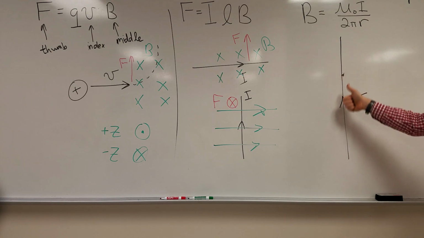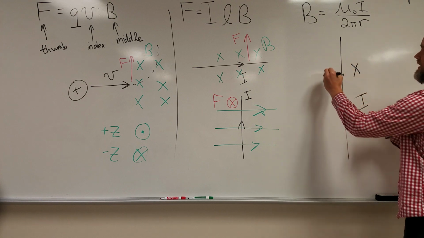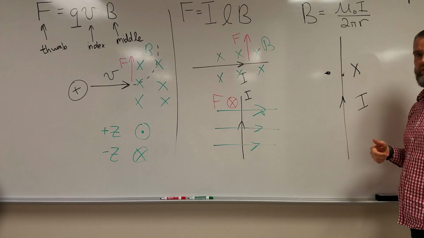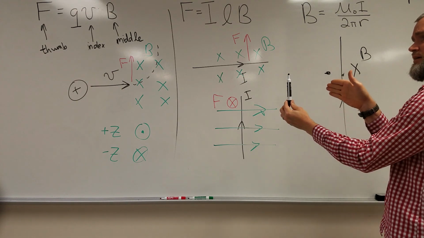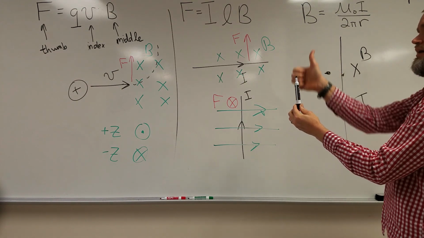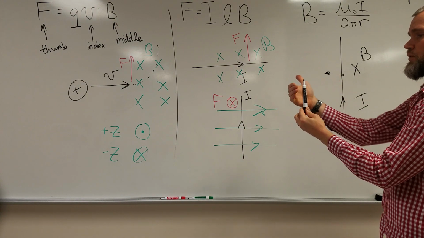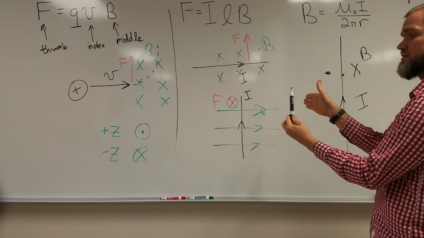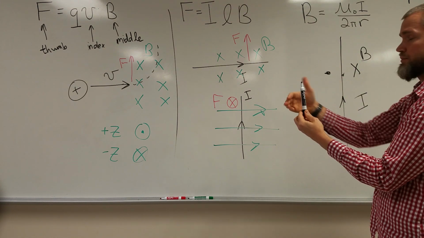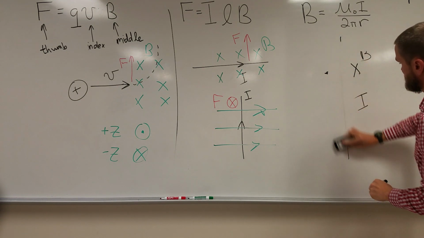So thumb in the direction of the current, the fingers go into the board on this side and out of the board on that side. If you imagine this is the wire and the current's going up, I let my thumb go in the direction of the current, and it folds around like this. So that magnetic field is going to go into the page on this side and out of the page on that side. I'm going to erase this.